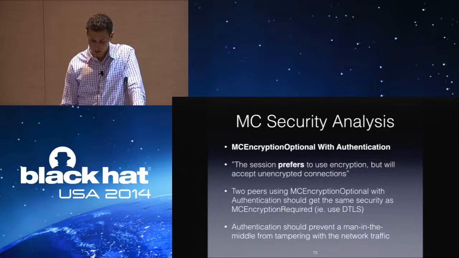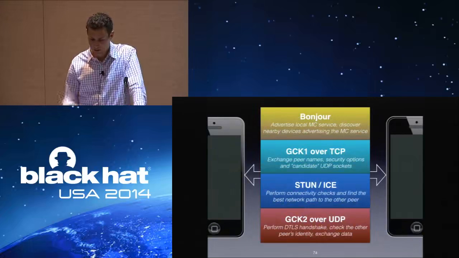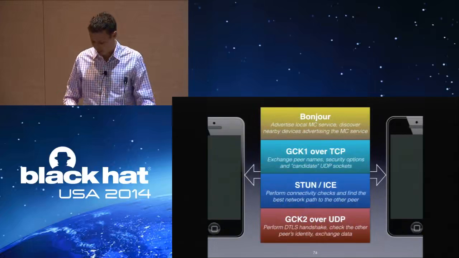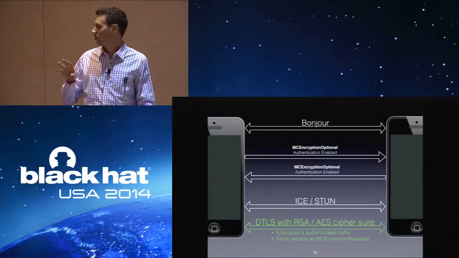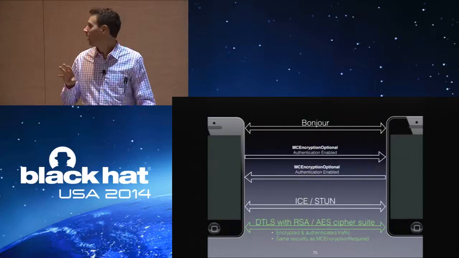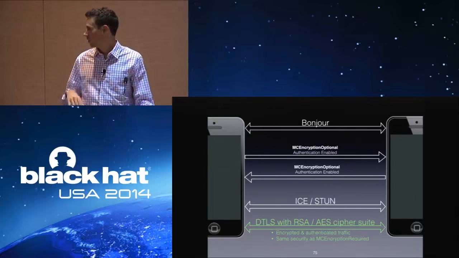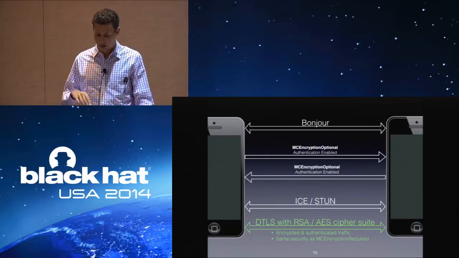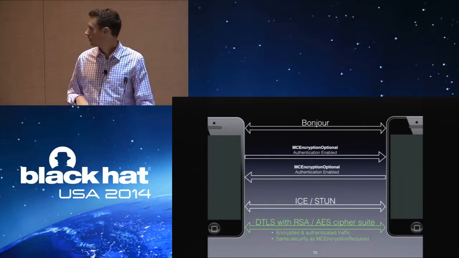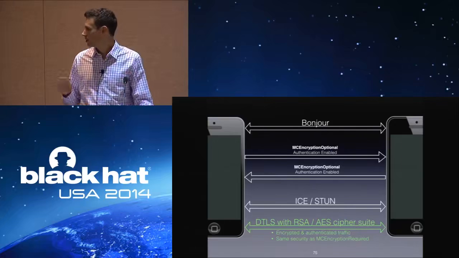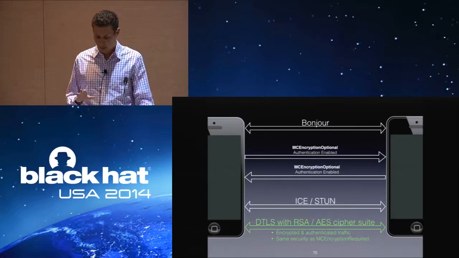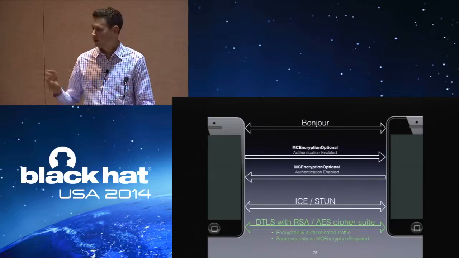But in reality, if you go back to how it all works, this diagram tries to show you what's wrong. So you have Bonjour, and then they exchange their security settings. And this is all before authentication. It's all plain text. Then ICE, and then finally the DTLS handshake. So there's something that's kind of wrong with that, because the security settings are exchanged before authentication.